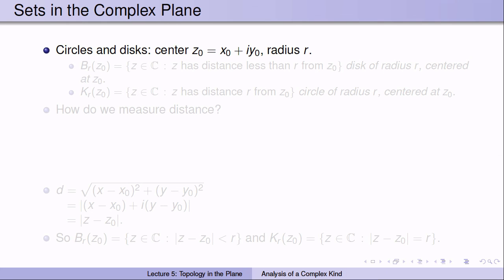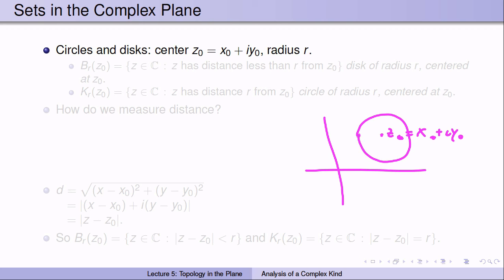So let's start with something very simple. Circles in the complex plane. A circle needs a center and a radius. So let's call the center z0 equals x0 plus i y0. Suppose we wanted to write down a circle of center z0 and of radius r. The inside of that circle, we'll call that a disk. So this inside here is the disk of radius r, centered at z0. And the circle itself, we'll call that the circle, that's the boundary.